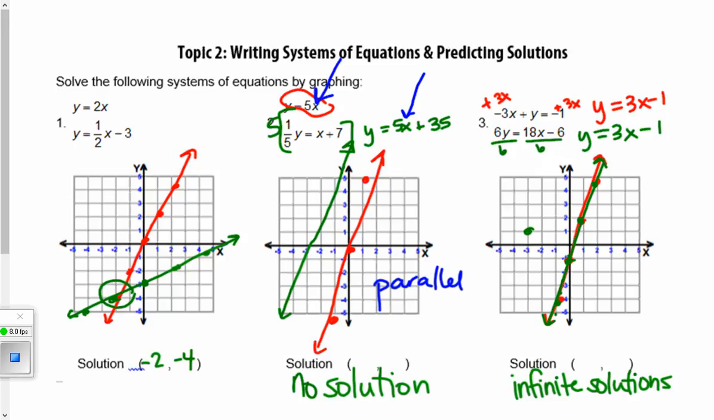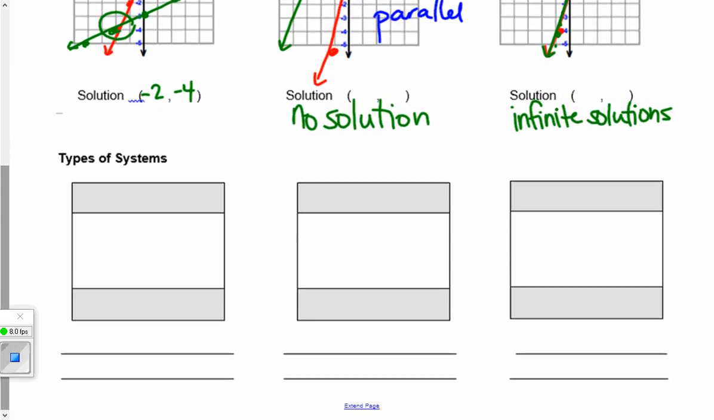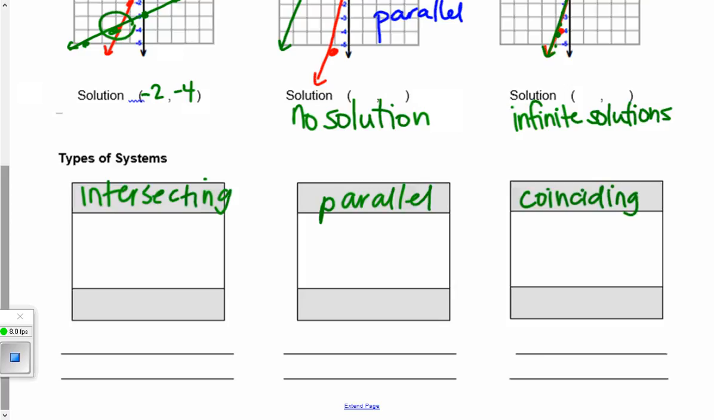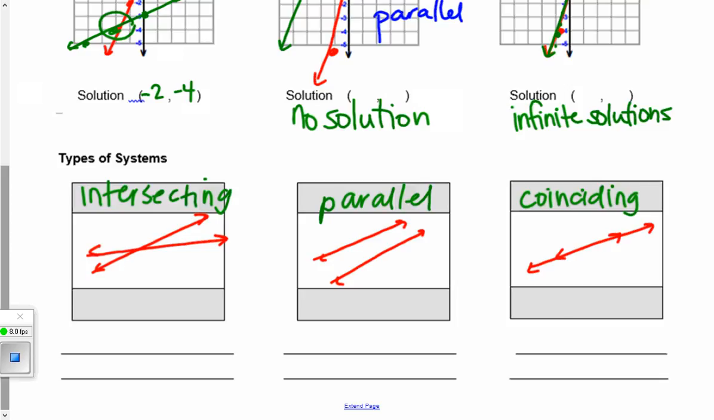Okay? So what we just have discovered is that there's 3 different types of systems. We have intersecting systems, parallel systems, and coinciding systems. Coinciding is when it's literally the exact same line. So I'm just going to kind of sketch what these look like. Pretend that's more parallel. Okay? And then we're going to write how many solutions each of these types have.